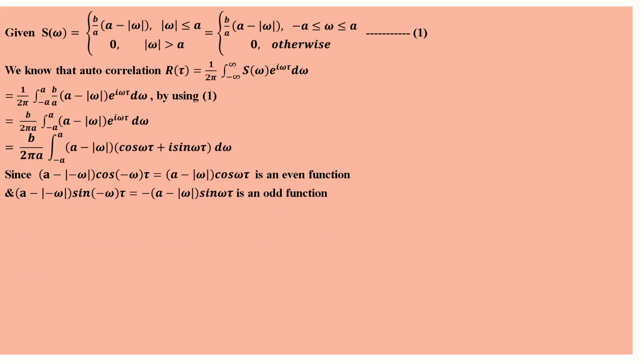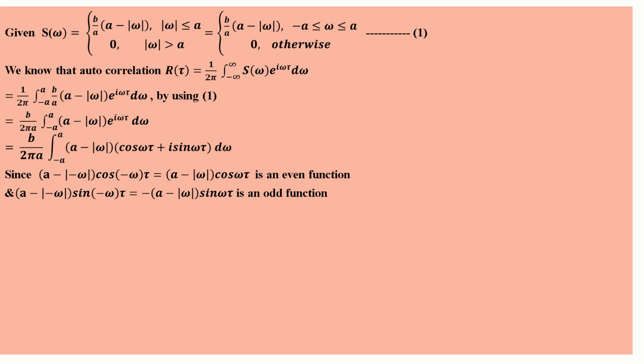Now A minus mod omega cos omega tau, so splitting the integration you will get B by 2 pi A integral minus A to plus A, (A minus mod omega) cos omega tau d omega. We are taking that part into d omega, right. A minus mod omega cos omega tau is an even function, because if you replace omega with minus omega you will get the same one, so that is an even function.